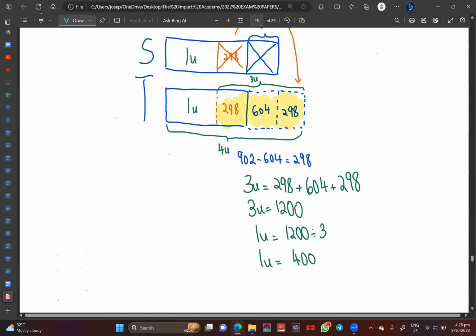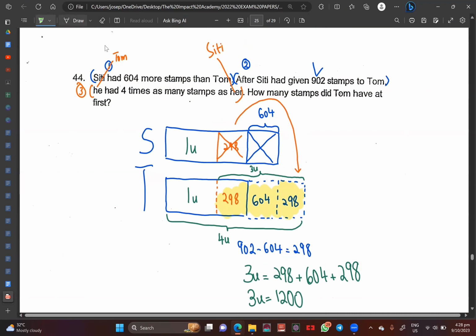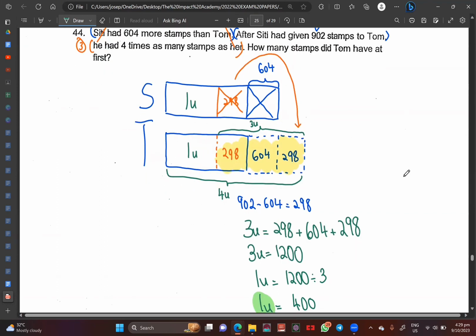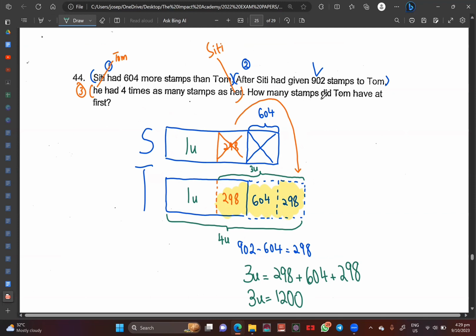The moment you have Mr. Greenman, you can read the question. What is the question asking us to find? The question says, how many stems did Tom have at first? This is the tricky part. I say that again. How many stems did Tom have at first? You need to ask yourself. Tom did not only have 1 unit at first.